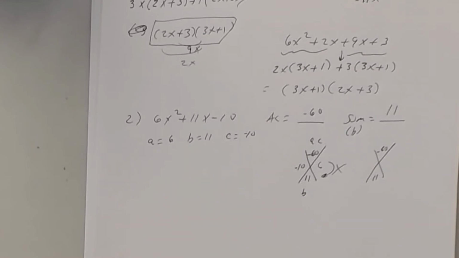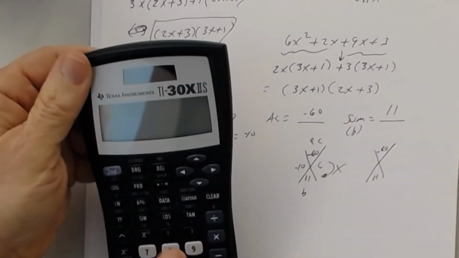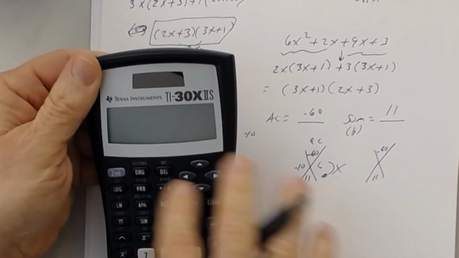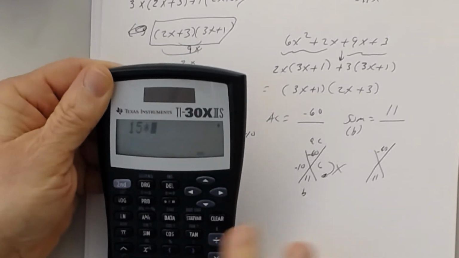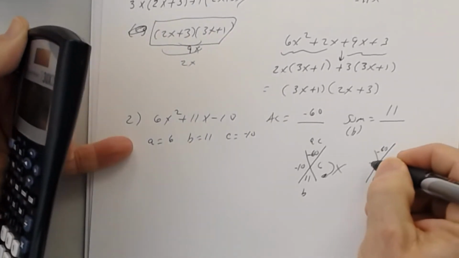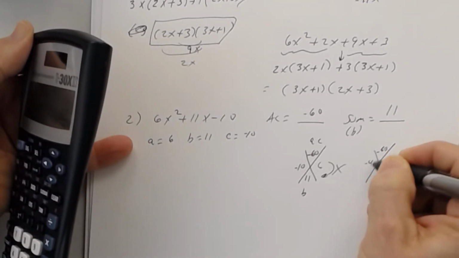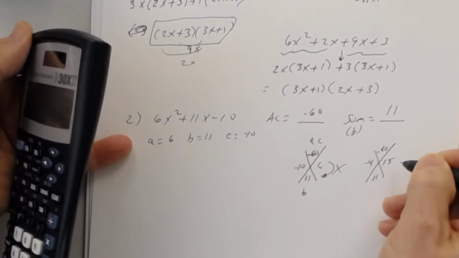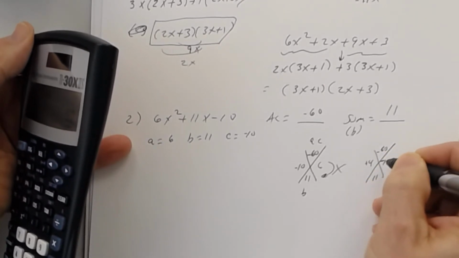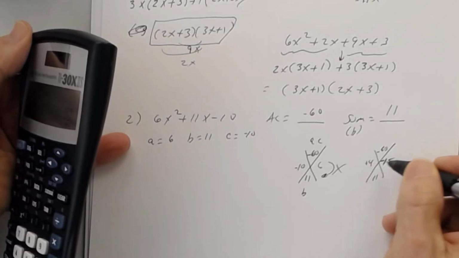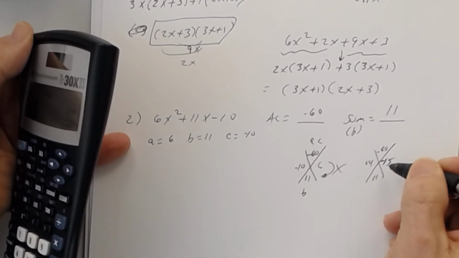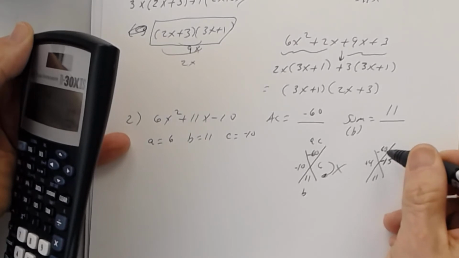Let's try another pair. Give me two numbers whose product is negative 60. Negative 15 and what? Positive 4? Okay, negative 15. Let's first of all verify. 15 times 4 is 60, so let's try that. Actually, let's do positive 4 and negative 15. Is positive 4 times negative 15 negative 60? Yes.